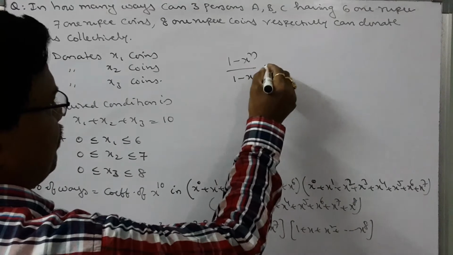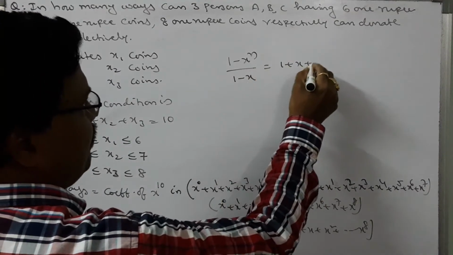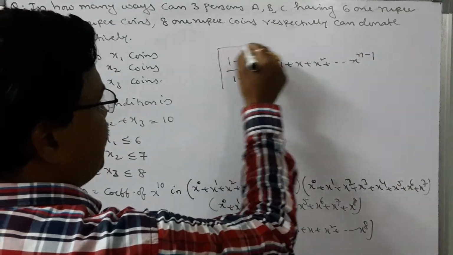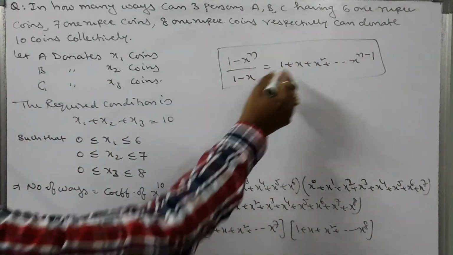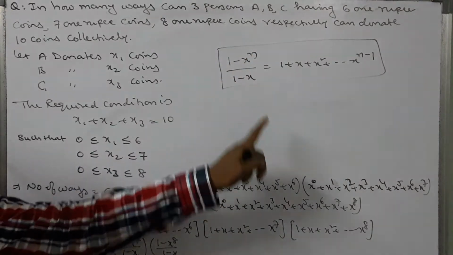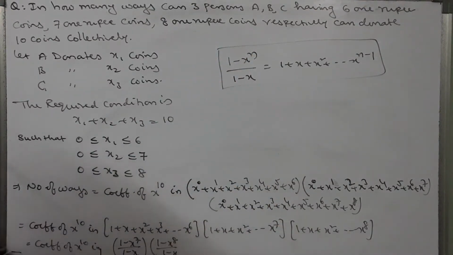(1 minus x to the power n) by (1 minus x) is equal to 1 plus x plus x square plus so on up to x to the power of n minus 1. By using this formula I am writing this one. 1 plus x plus x square plus x cube plus so on up to x power 6 is nothing but (1 minus x power 7) by (1 minus x). Similarly this will become (1 minus x power 8) by (1 minus x). Similarly this will become (1 minus x power 9) by (1 minus x). So now let us simplify this one.